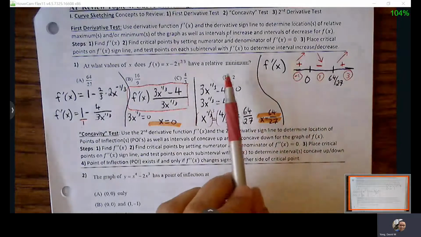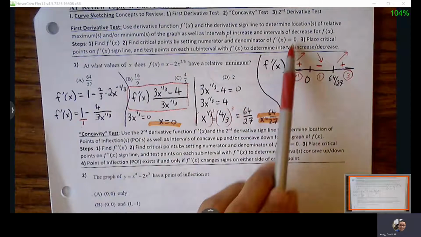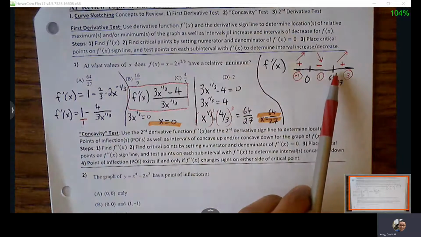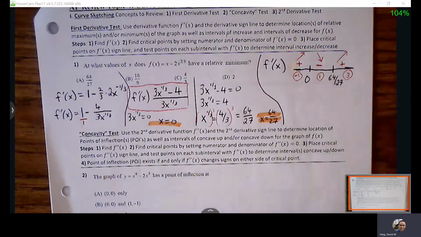Okay, so based off of our sign line, we can conclude where the relative min is, right? We know the graph is going to be increasing to a relative max at 0, decreasing to a relative min at 64/27, and increasing again. So there must be a relative minimum at 64/27.